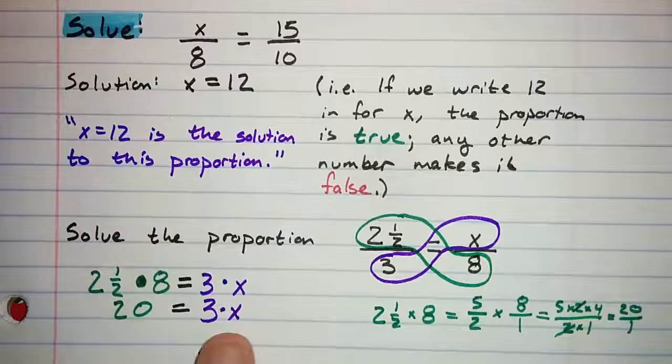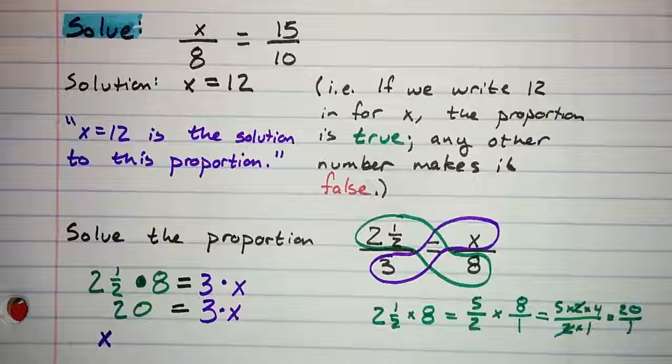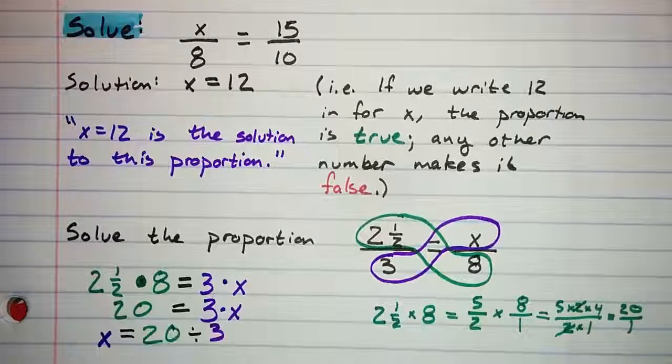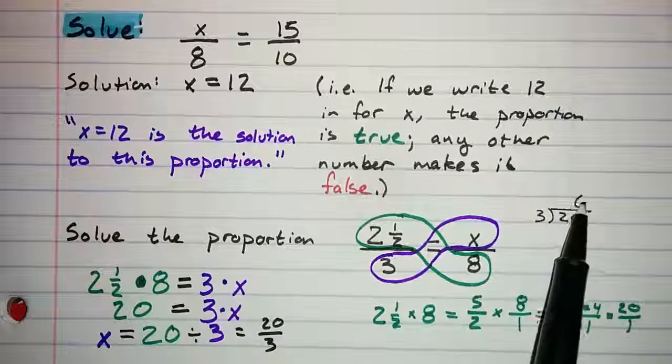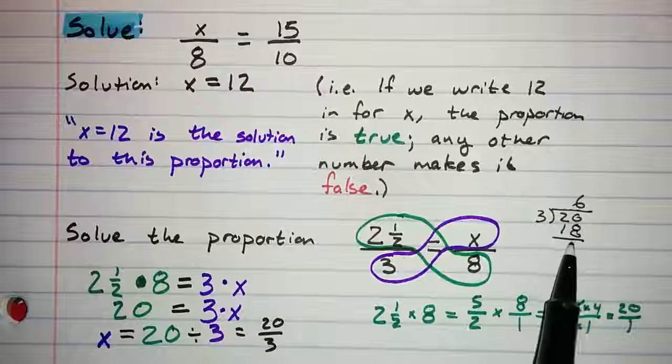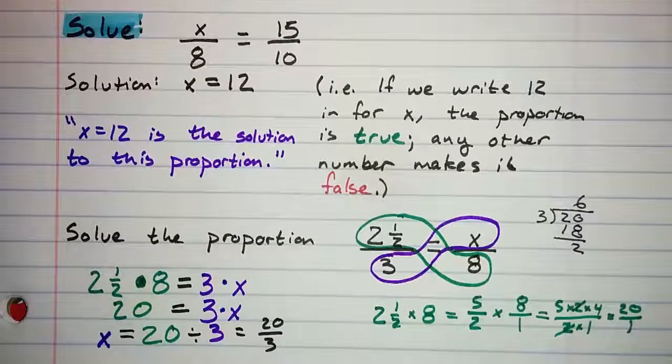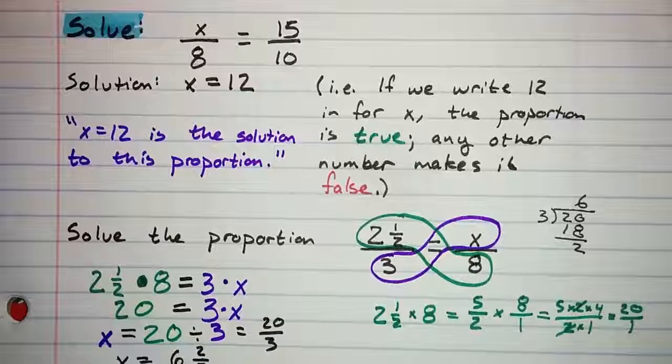Again, my unknown number is the missing thing in a multiplication problem. It must be that my unknown number is 20 divided by 3, which, if I'm feeling lazy, I can write as just 20/3. Or I could write that as a mixed number. 3 goes into 20 6 times, with 2 left over. So my unknown value is 6 2/3.